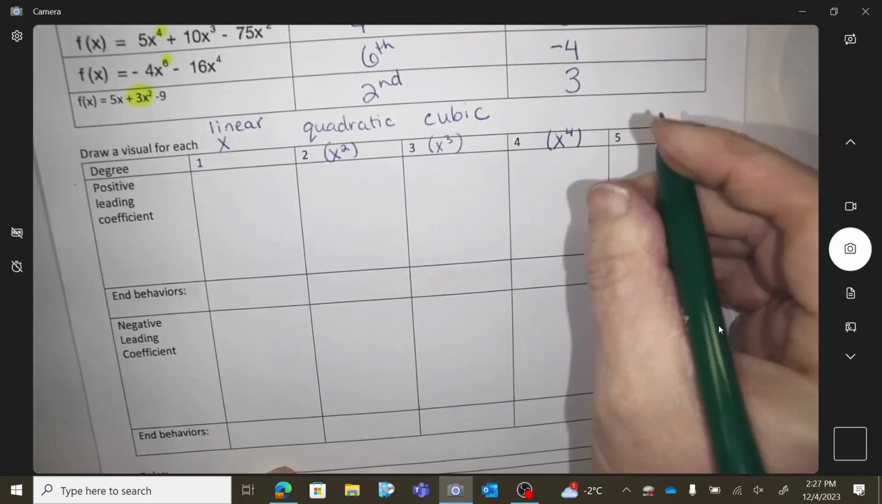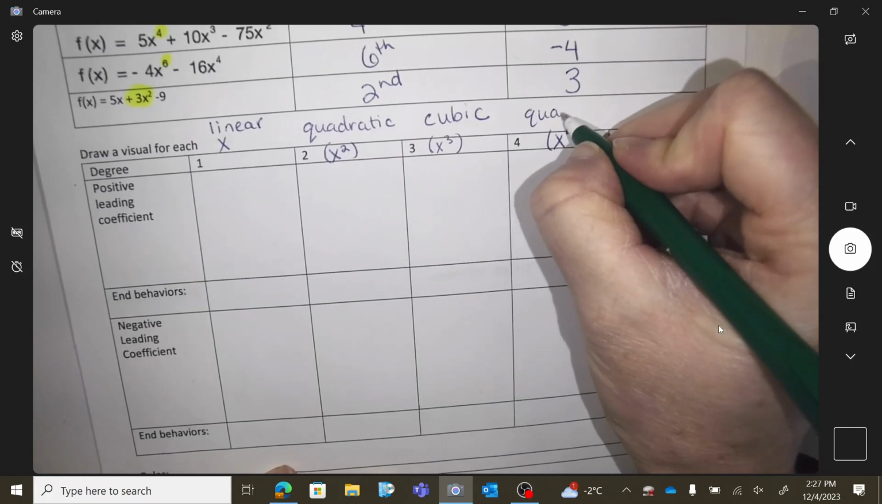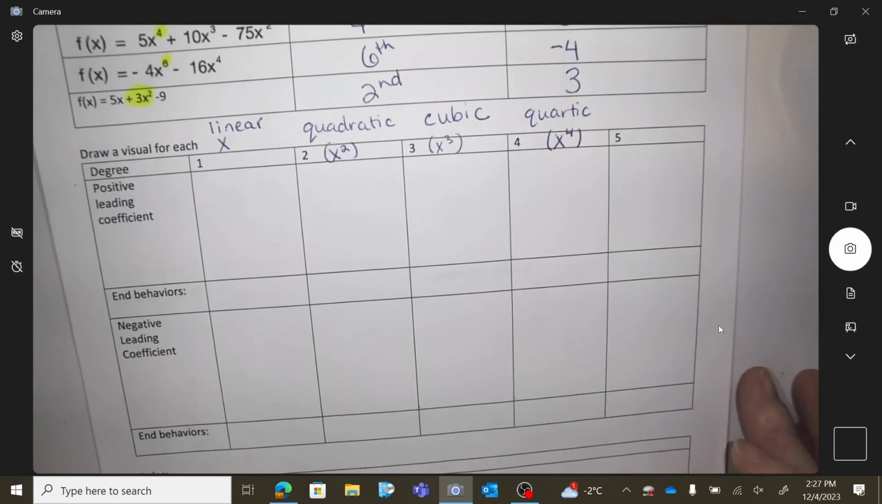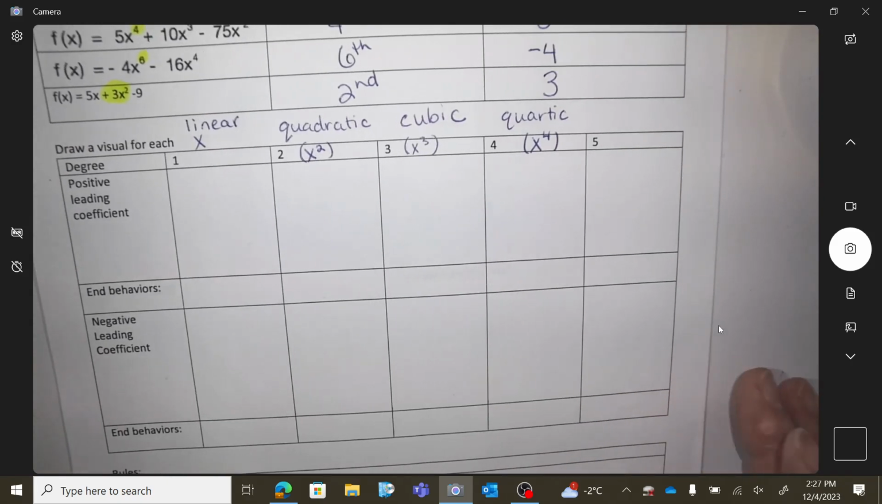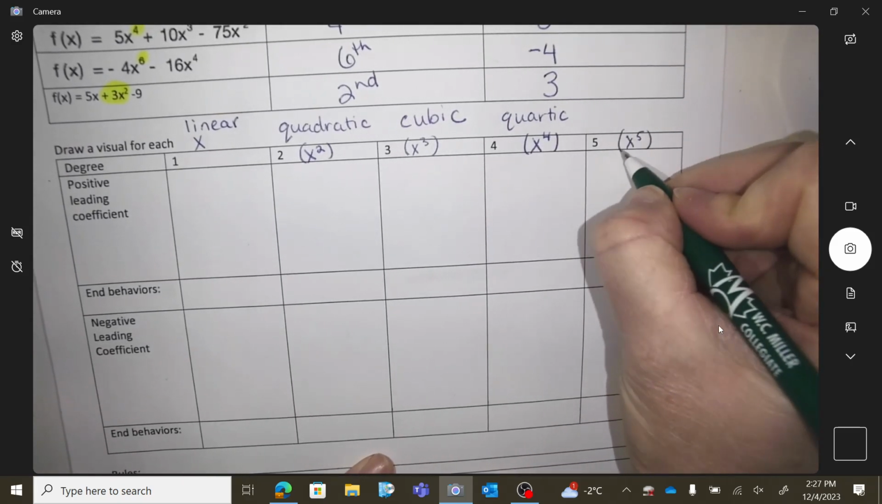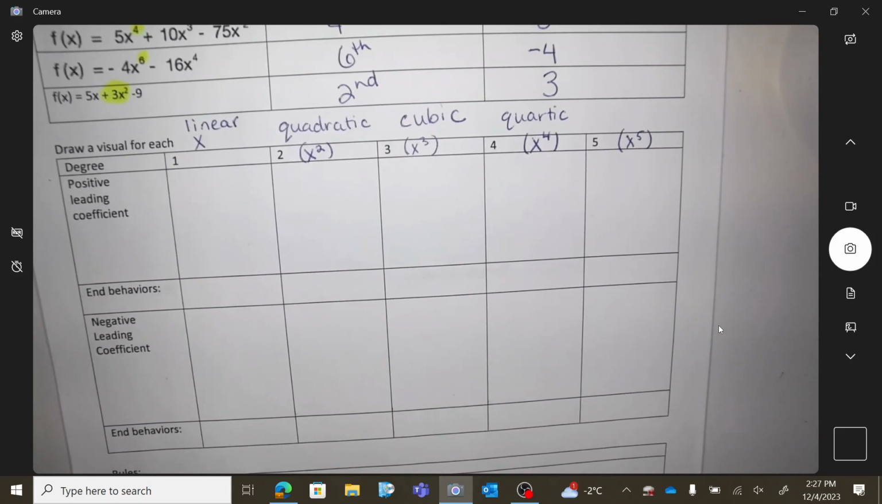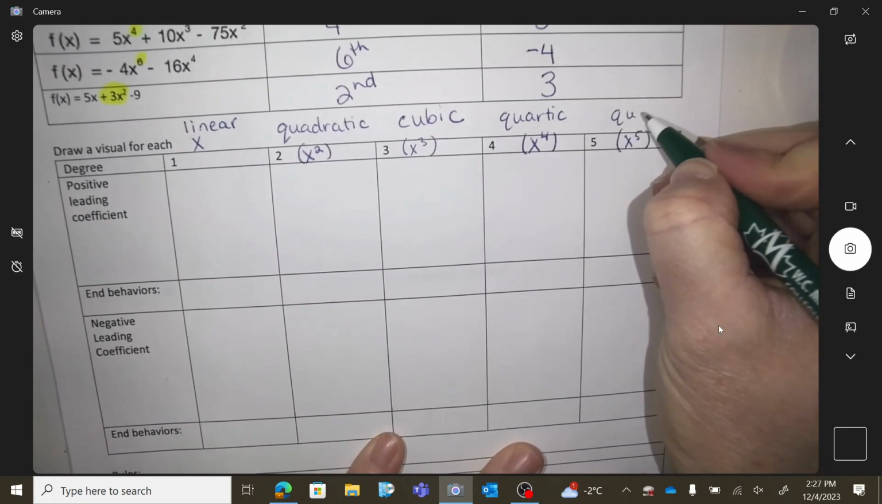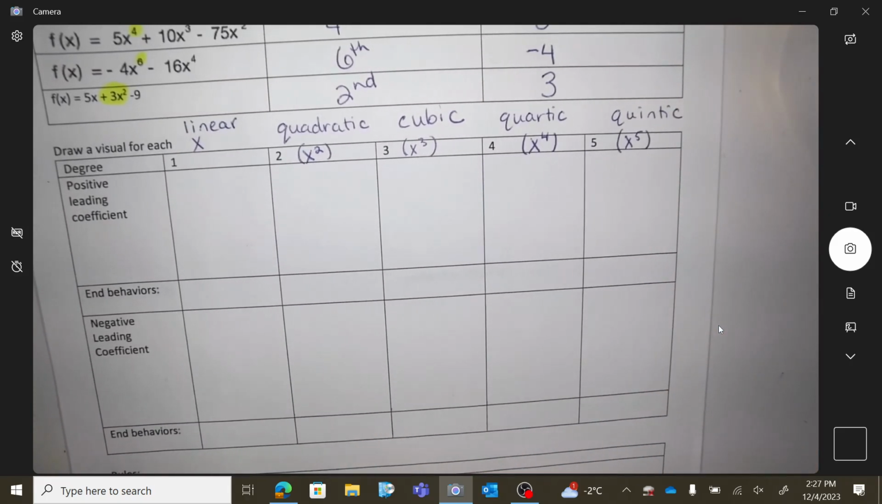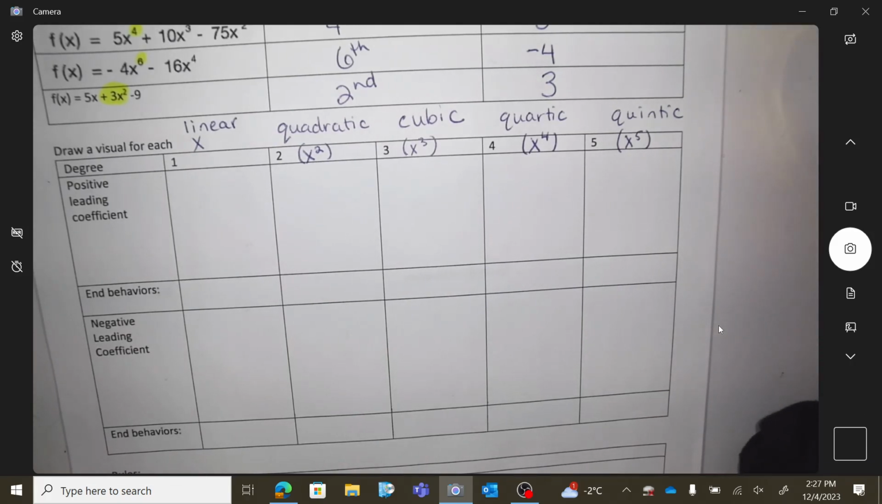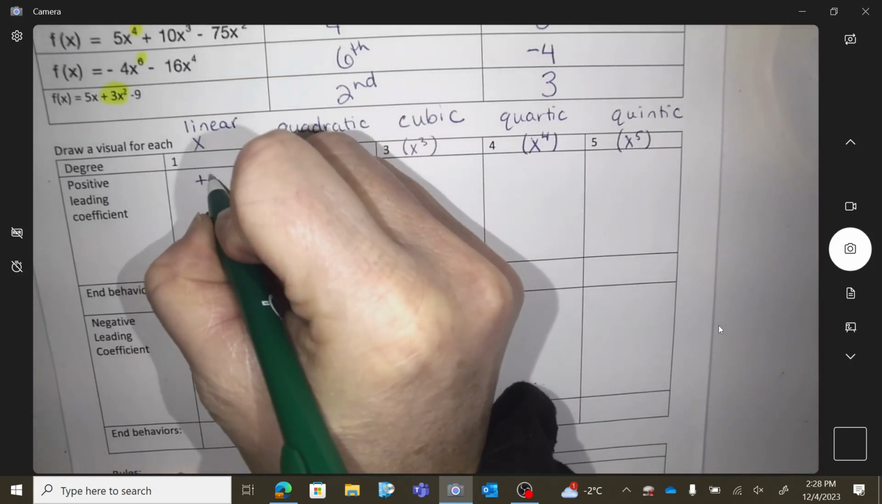X to the fourth we've never done. It's called a quartic. I always think of a quart of milk or a quarter of money, 4. And x to the fifth, what's it called if you have 5 babies at one time? Quintuplets. Quintic.